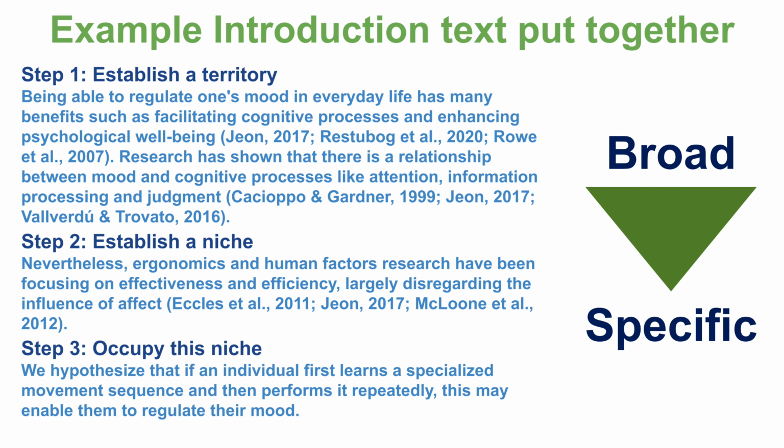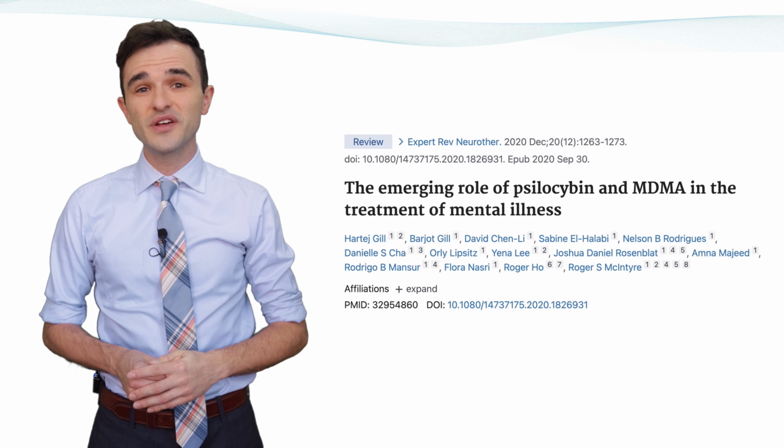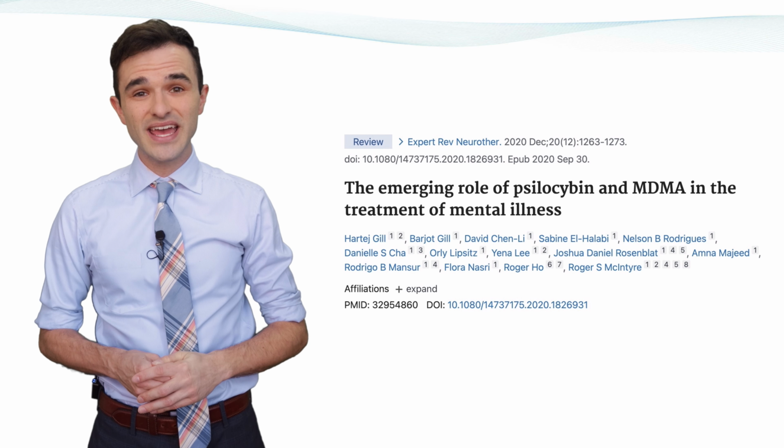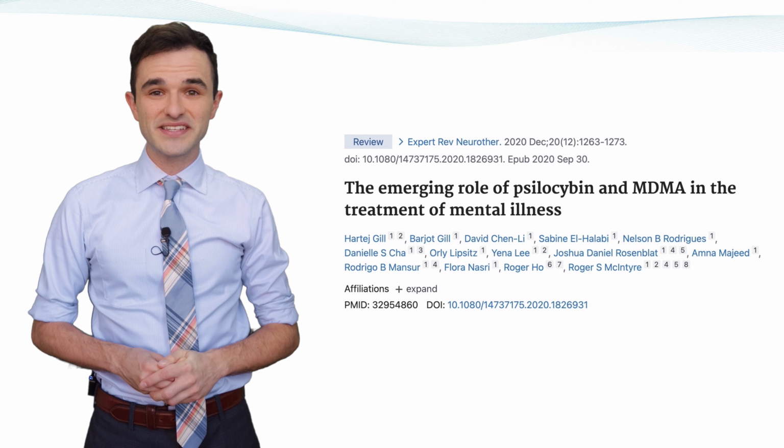Here are the example texts put together. Can you feel how following these steps move your writing in the introduction section of your research paper from broad to specific? Let's look at another introduction that utilizes this same structure. This paper by Jill et al. is titled "The Emerging Role of Psilocybin and MDMA in the Treatment of Mental Illness."